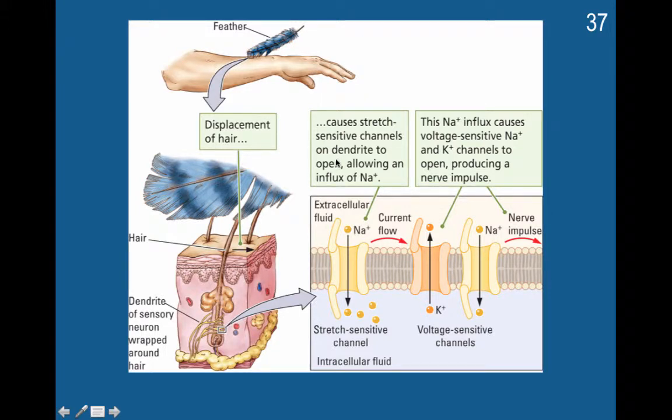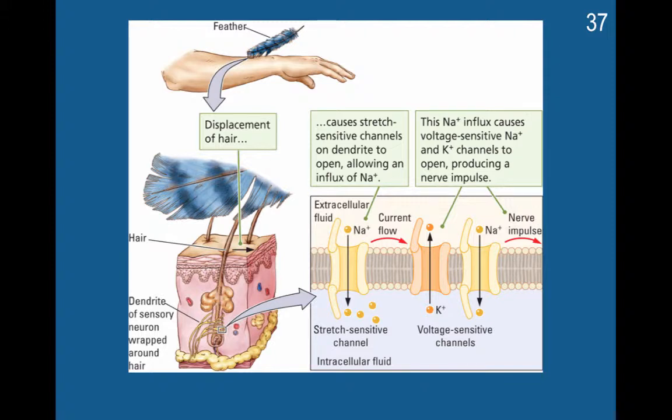Okay, so you have stretch-sensitive channels that are going to cause a graded potential that are going to result in a change in the local potential, the local charge of the area. If this becomes sufficiently positive, then these voltage-sensitive channels will open, and so on and so forth. This will travel down the axon.